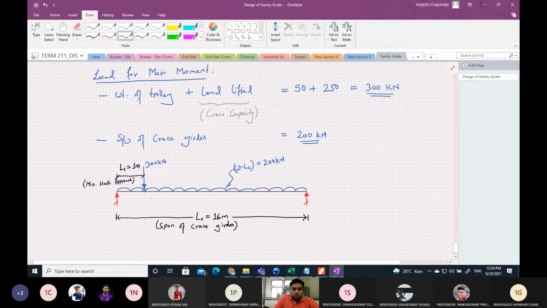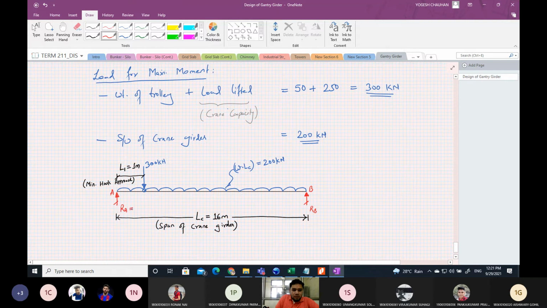Note that when the trolley is at a distance of minimum hook approach from the support, it will give the maximum reaction here. So we place the trolley as close to the support as possible, which is the minimum hook approach distance, so we'll get the maximum reaction. Let this be A and this be B, and the reactions be RA and RB. We are interested in the reaction at A because we get the maximum reaction at A.